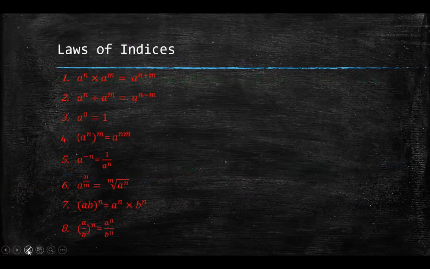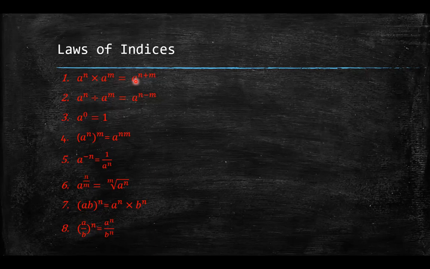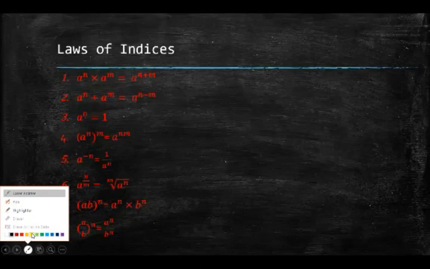So laws of indices. Once you know all of these laws here, you'd be able to solve any question. So just like we said, they had laws that you had to apply. There's something called laws of indices, and there are 8 laws. So the first one, these are just things you have to remember, right? So a to the power of n multiplied by a to the power of m is the same as a to the power of n plus m. So I need you to pay attention to this.